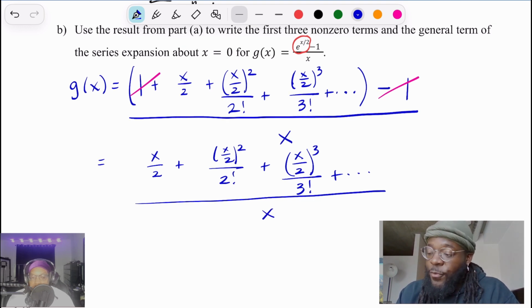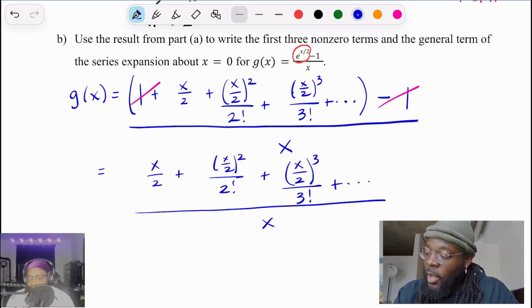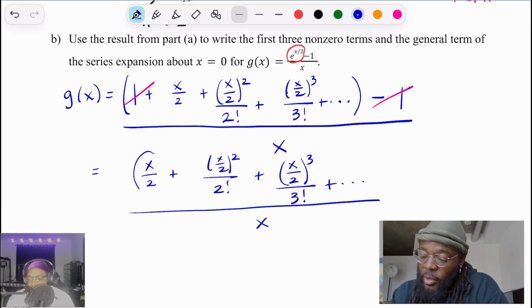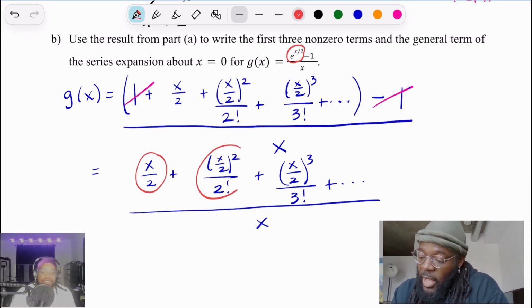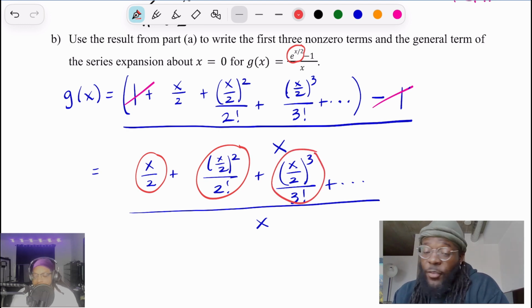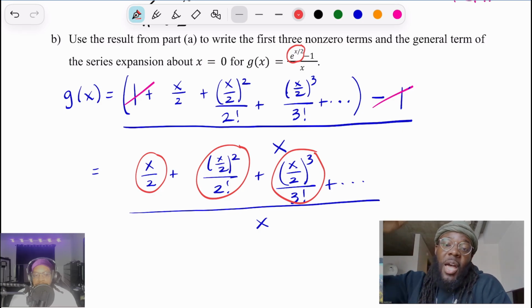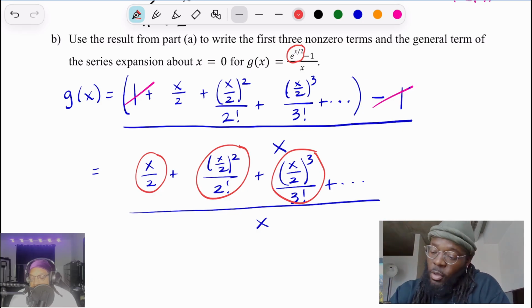And notice this question asks for the first three non-zero terms, probably because of that one that canceled out. So they only want you to go to three terms. So now this is cool because if I have a sum of terms in the numerator, we know from third, fourth grade that you can just break up fractions, right? So every term here just gets divided by x. It's really algebra. If your algebra is good, you know that when you divide by x, it just knocks the power of x down by 1.